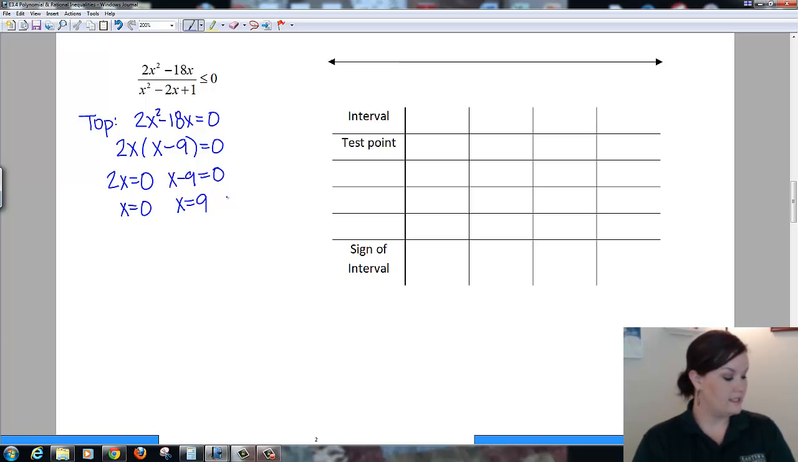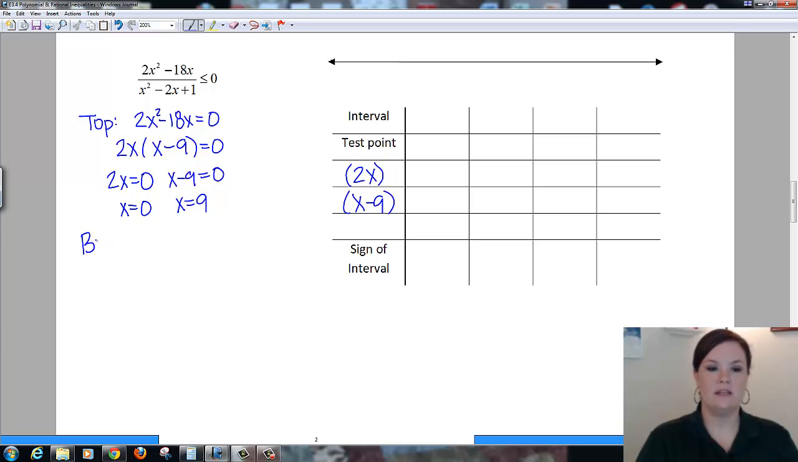Okay, so my zeros from the top are 0 and 9. I'll wait until I do the bottom ones. So I have 0 and 9, and I'm going to go ahead and put on these two factors. The factors from the top that I got is I had a 2x and I had an x minus 9.